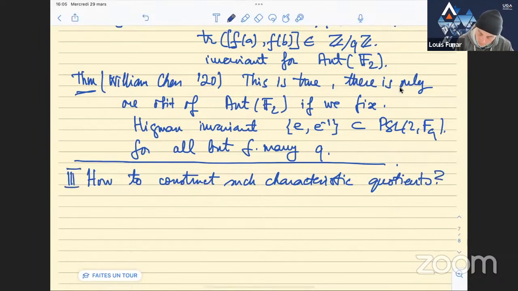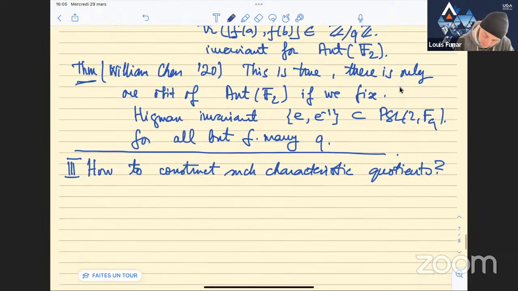I think it's 3 or 4. The simplest construction is, for instance, to take the Abelianization of a group. That's a characteristic quotient. Then you take nilpotent quotients and so on. But there is no chance to get simple finite groups this way, and this is what we are looking after. So here is the idea right now.